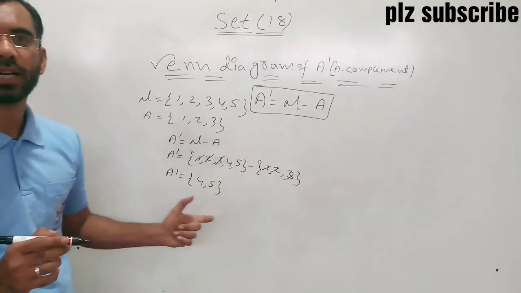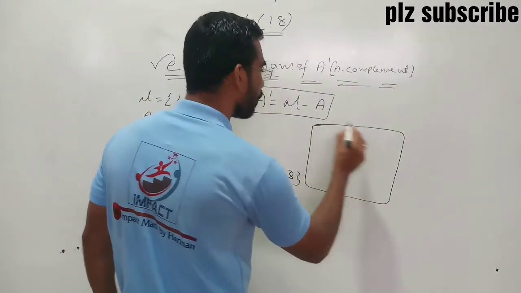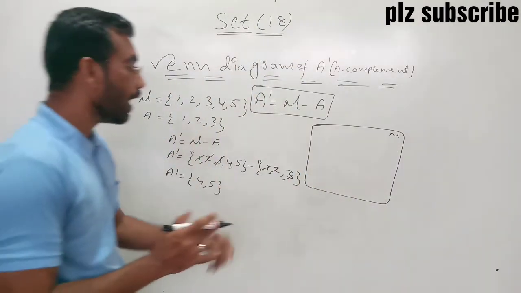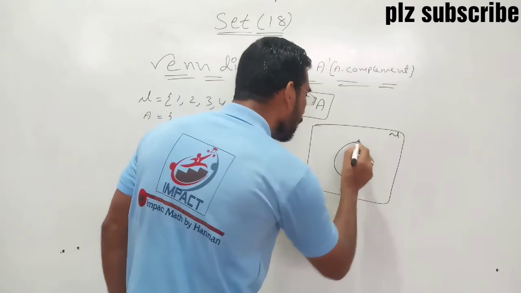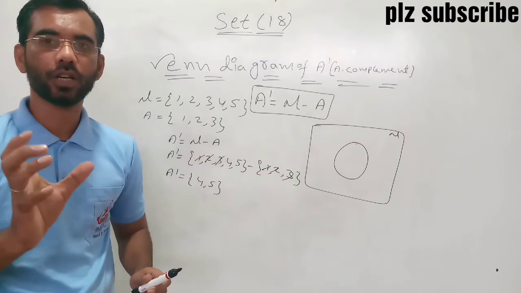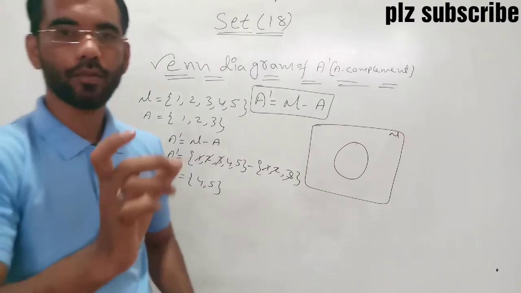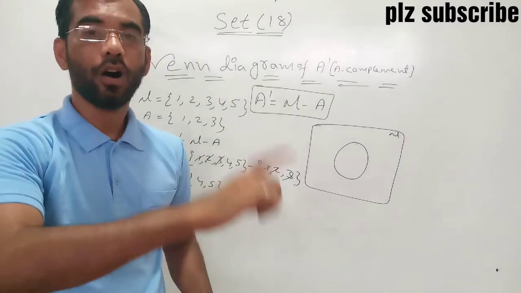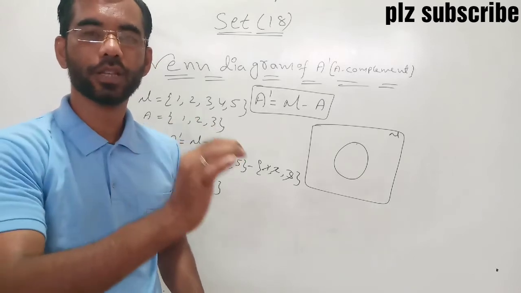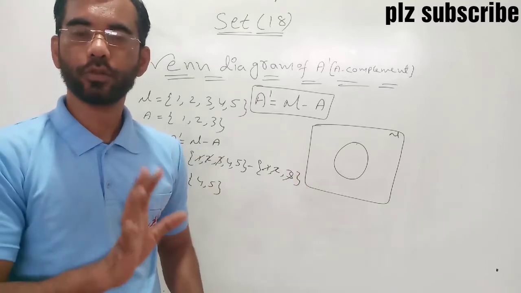Now how to draw the diagram for this? See, mu is a universal set, which means all the elements will be present in mu, and some of those elements will be present in A. All the elements you are taking in set A must necessarily be present in mu.